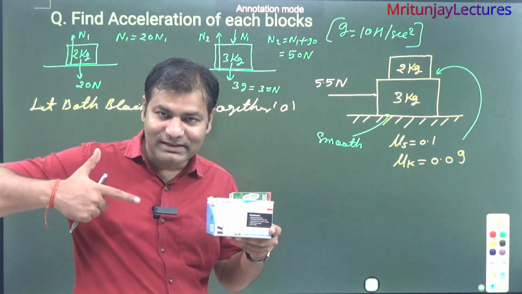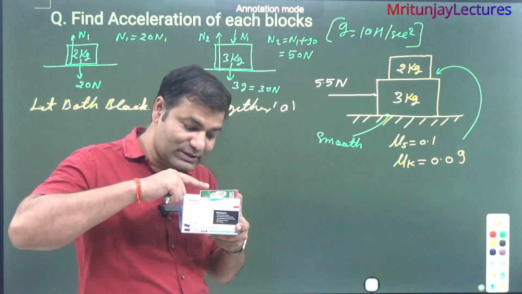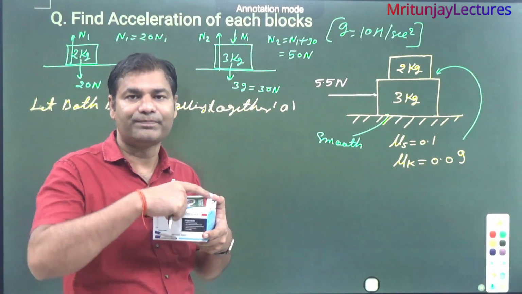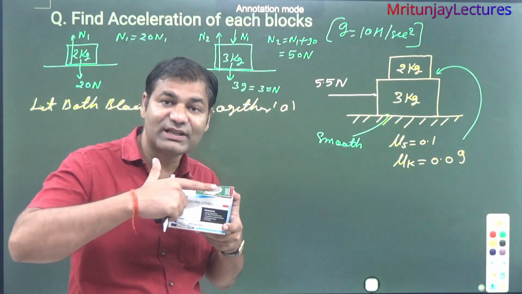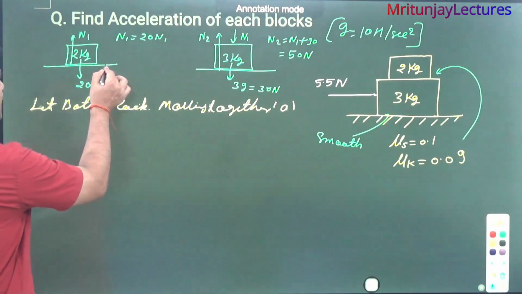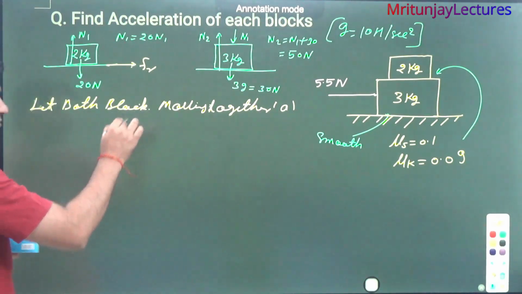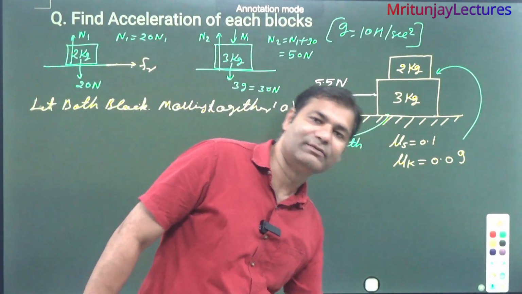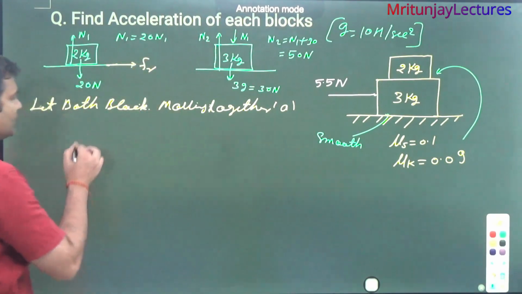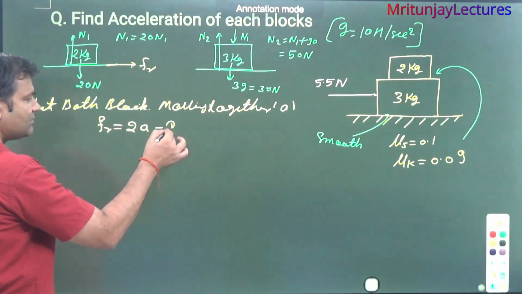In which direction? If this one is going in the positive x direction, then this one is also moving in this direction. Why? Because of the frictional force in between. Frictional force in which direction? The direction of the applied force. Clear or not? So Fr helps the 2 kg block. Because I have assumed both are moving like that one, it means Fr helps this block to move. So Fr is written as 2 into A, equation number 1.